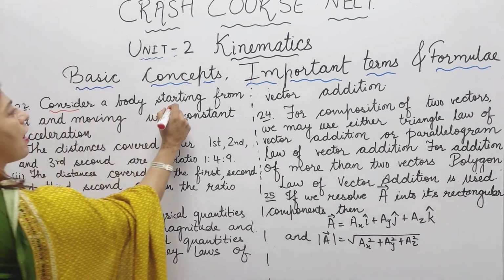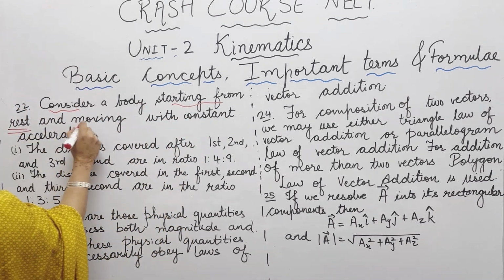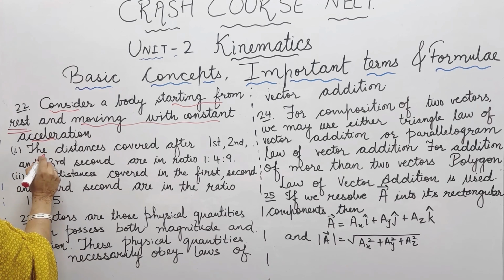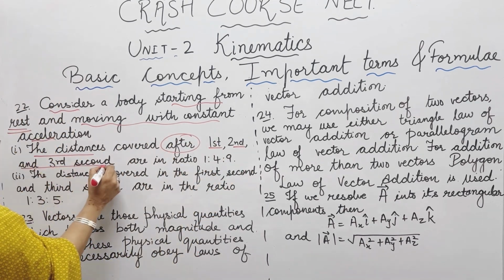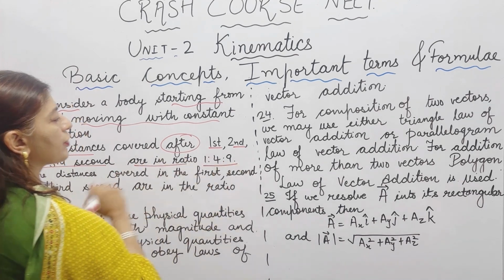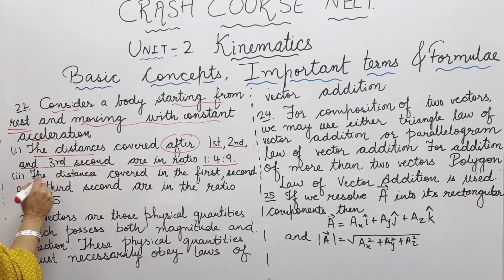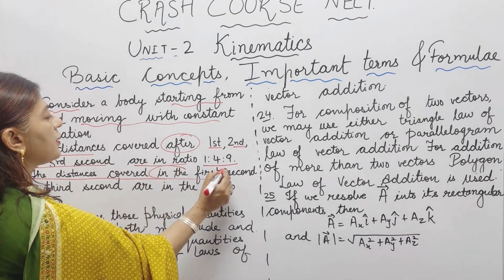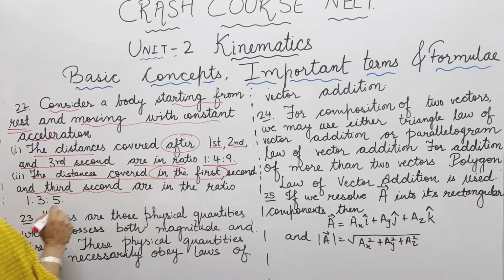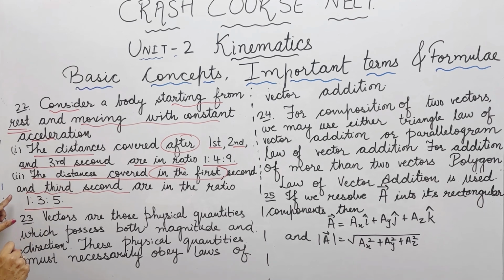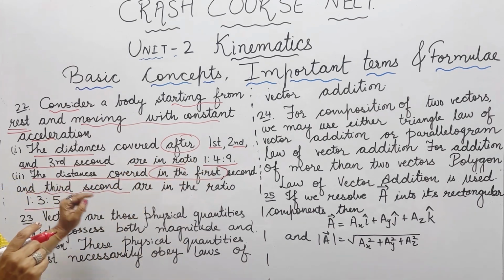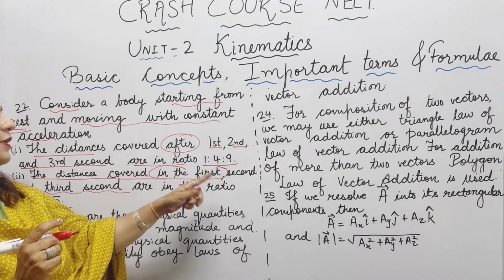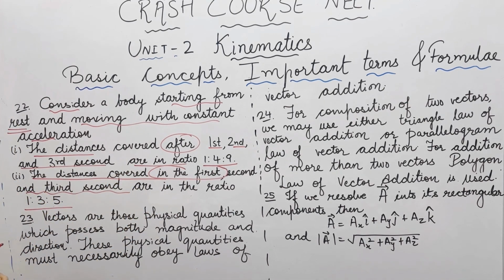Consider a body that is starting from rest and moving with constant acceleration. The distances covered after the first, second and third second are in the ratio 1:4:9, and the distances covered in the first, second and third second are in the ratio 1:3:5. Make clear what the words being used are. It is covered after, and the ratio is 1:4:9, and the distances covered in the first, second and third second are 1:3:5.